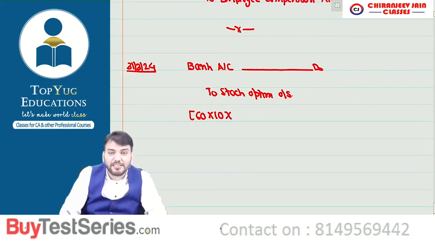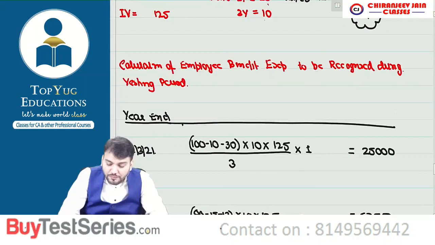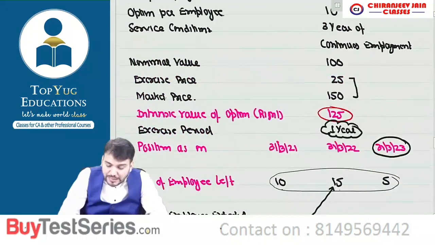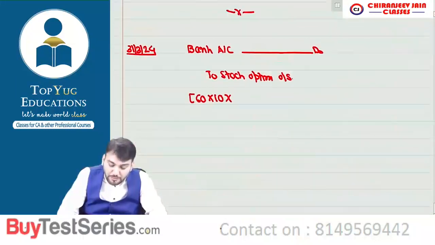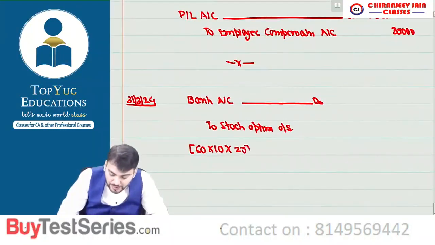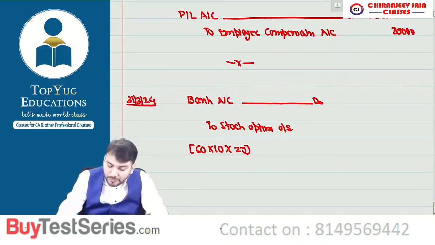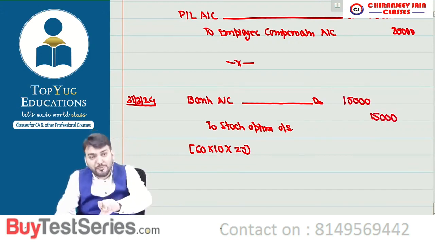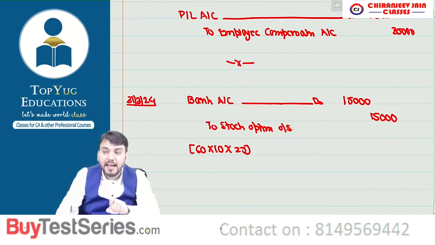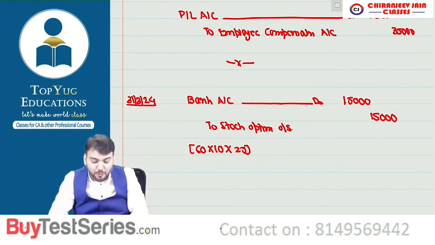What was the exercise price? Exercise price कितना दिया था? 25. What is the exercise price? Check कर लो. 25. Correct. So into 25 करेंगे. So this much money is received. So 60 into 10 into 25 is equal to 15,000 we have received. Means can I say now for 60 employee exercise price and the value of service both received.